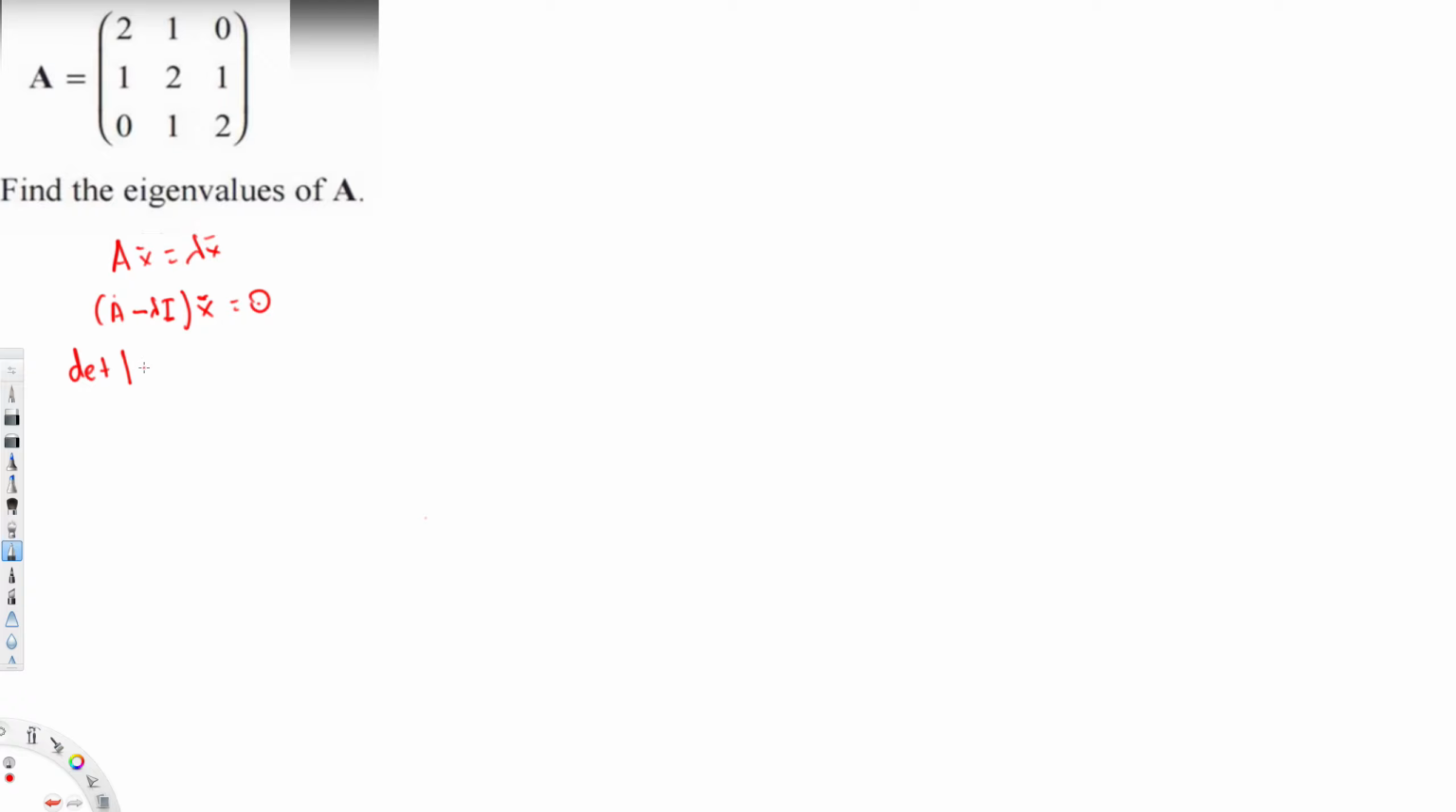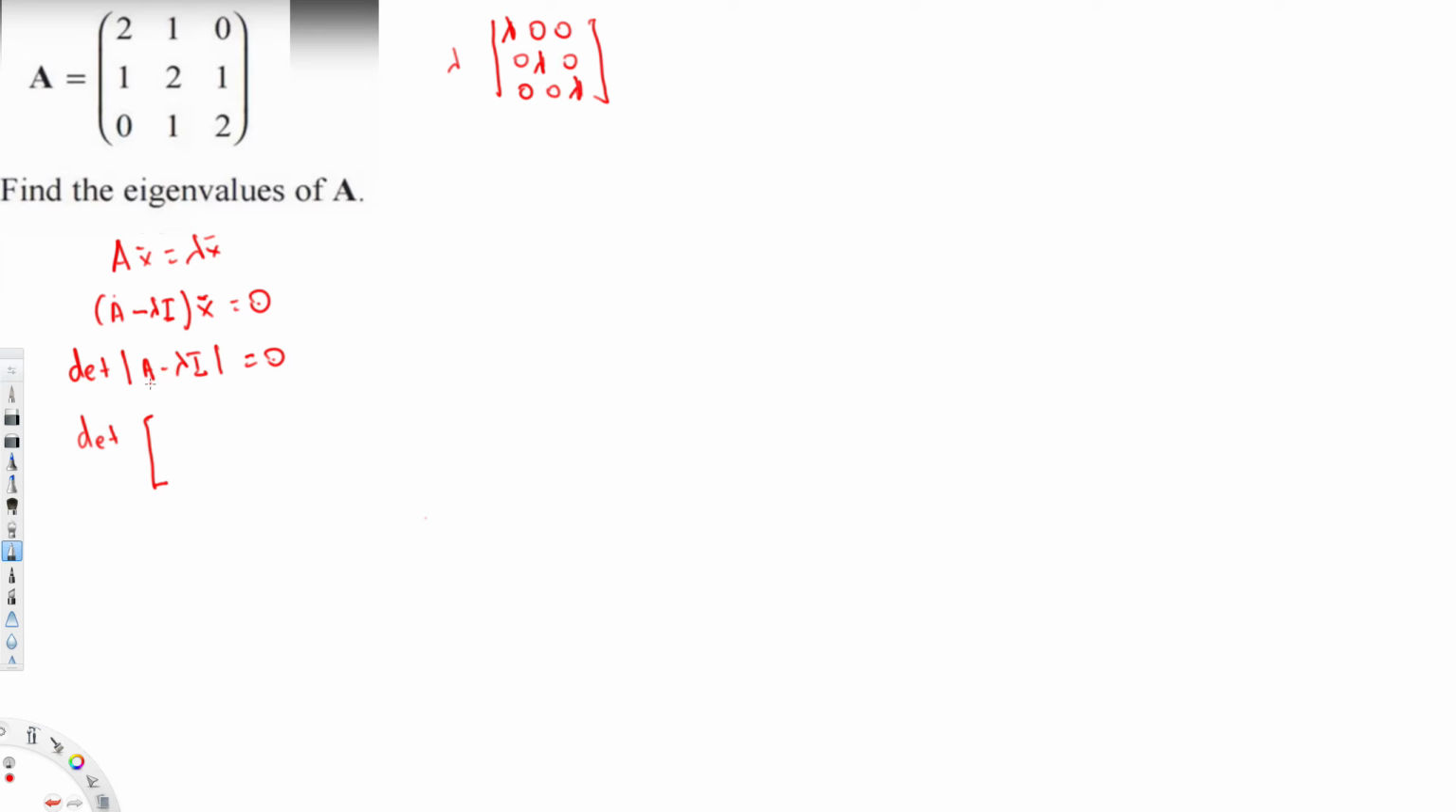So first of all, let's see what we get. The determinant of A minus lambda I is equal to 0. For 3 by 3 matrices, the identity is going to be 1 0 0, 0 1 0, 0 0 1. If you multiply this with lambda, the only values that are going to multiply are the diagonal ones, so this one is going to be lambda, this one lambda, and this one lambda too.